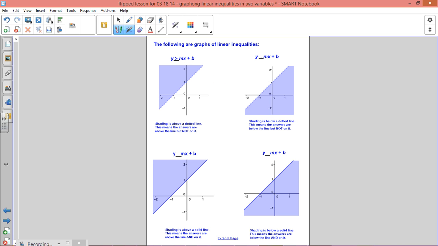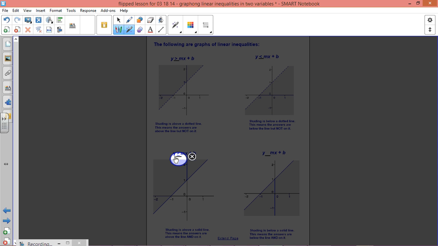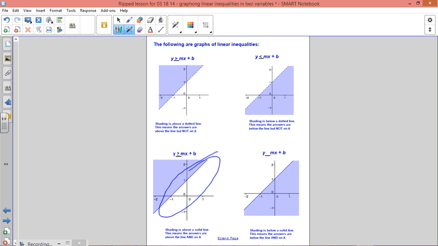The next one, we have y is less than mx plus b. It's the exact same dotted line, but now we are shading in everything below that dotted line because y is less than mx plus b. The third one, I have y is greater than or equal to. Notice the same line as above, except it's a solid line. We now have a solid line because we have this greater than or equal to. The equal to means I use a solid line.